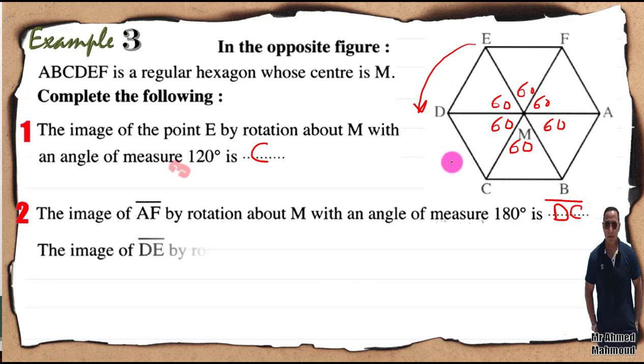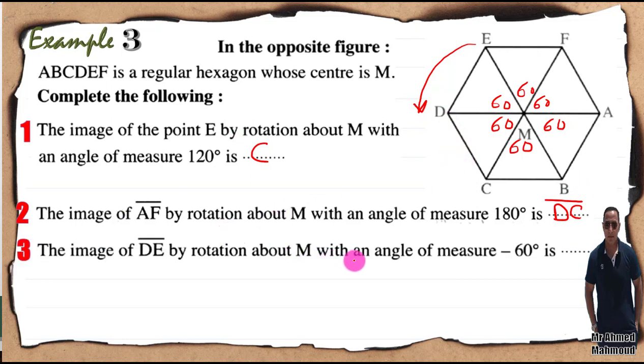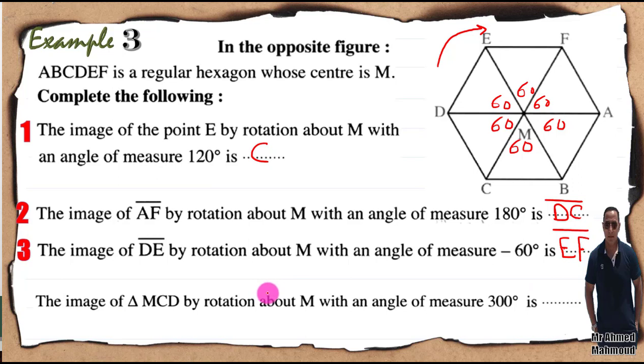Finally, another example, DE with rotation negative 60. Here, this is DE. By rotating negative 60, it is in this direction. First D, rotate 60 comes at E, and E comes at F. So it is EF.